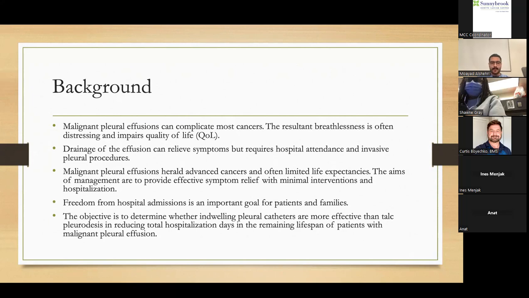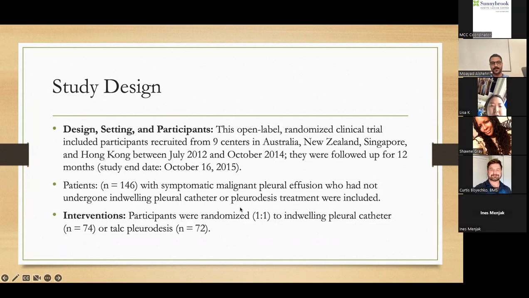And one of the things is just the patient perspective. Freedom from hospital admissions is an important goal for patients and families, especially for someone who has limited lifetime and is just focusing on quality of life in the remaining time in life. And the objective is to determine through this trial whether indwelling pleural catheters are more effective than talc pleurodesis in reducing total hospitalization days in the remaining life in patients.